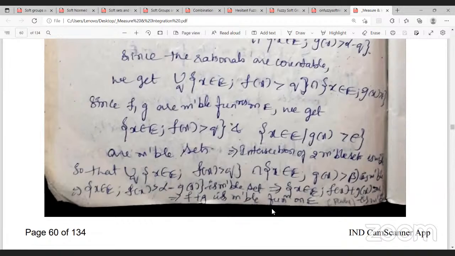కింద మీకు తెలుసు కదా, arbitrary union of measurable sets is a measurable. Write down. We know that arbitrary union of measurable sets is a measurable. Okay na? Therefore ఇప్పుడు ఈ లాస్ట్ మొత్తం రాయండి. లాస్ట్ ఈక్వేషన్ యూనియన్ ఆఫ్ n equal to 1 to infinite ఆఫ్ మొత్తం is also a measurable set. Therefore union of n equal to 1 to infinity, x belongs to E such that f of x greater than Rn intersection x belongs to E, g of x greater than alpha minus Rn is also a measurable set.